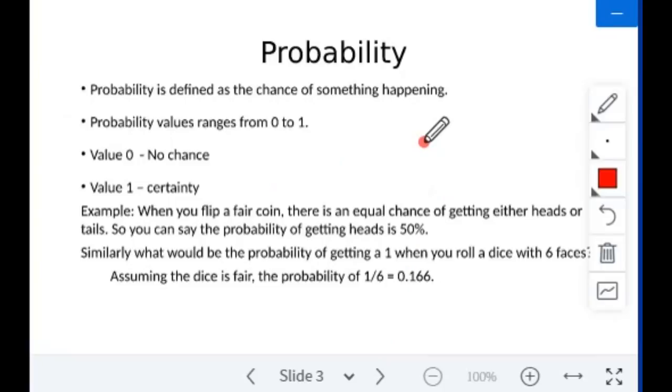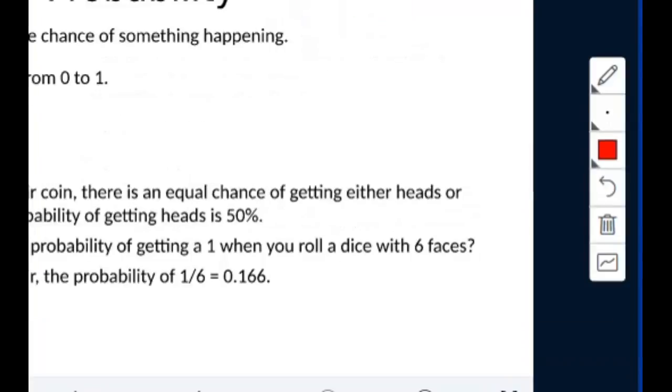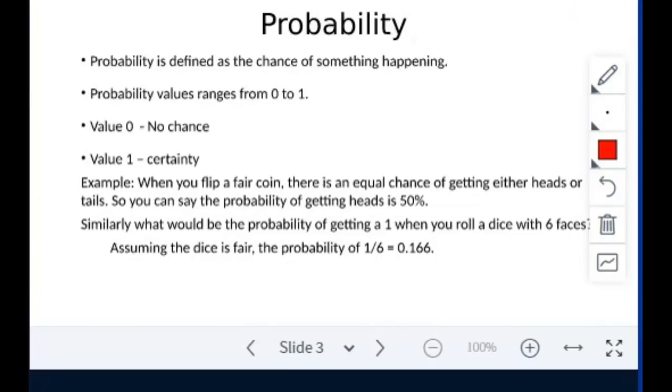Can you just tell me what is probability? You would have learned it in your mathematics class, and in some subjects also you would have used it. Anybody can message me. What is probability?